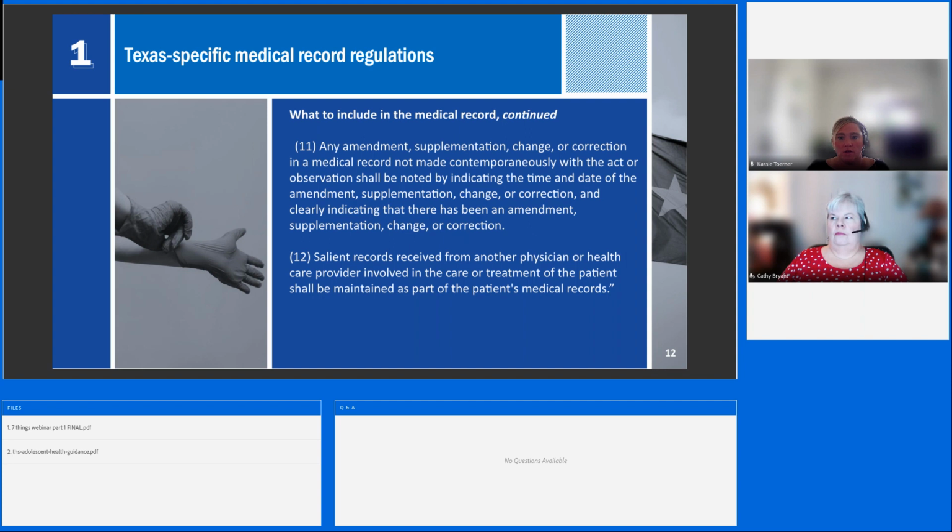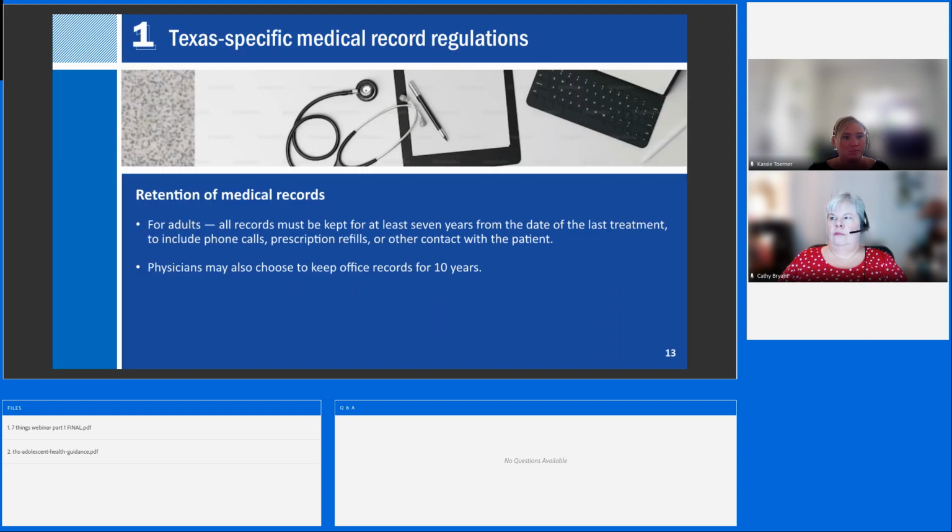So Kathy, can you tell us a little bit more about medical record retention? Sure. Basically, if you think about medical record retention, there are basically two rules that come into effect. There's one rule that covers adults, and the other rule covers minors. So we're going to talk first about adults. The rule is that for adults, all records must be kept for at least 7 years from the date of last treatment, to include phone calls, prescription refills, or other contact with the patient.